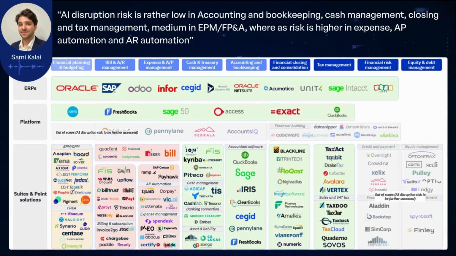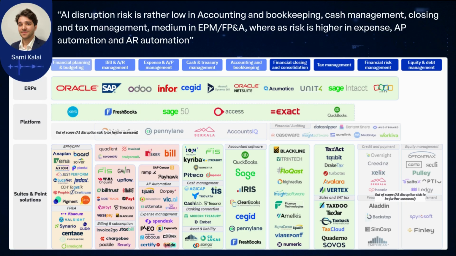For financial planning and budgeting, as it's forward-looking and it's not financial closing and consolidating accounts, the risk is not regulatory, but it's still medium for AI to come and disrupt that, given the complexity of the work. So I hope that view is pretty clear.